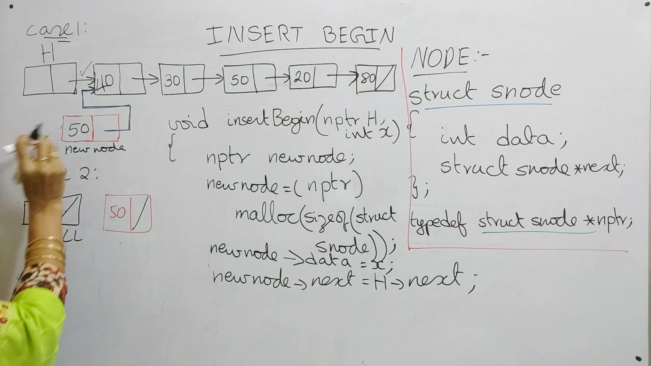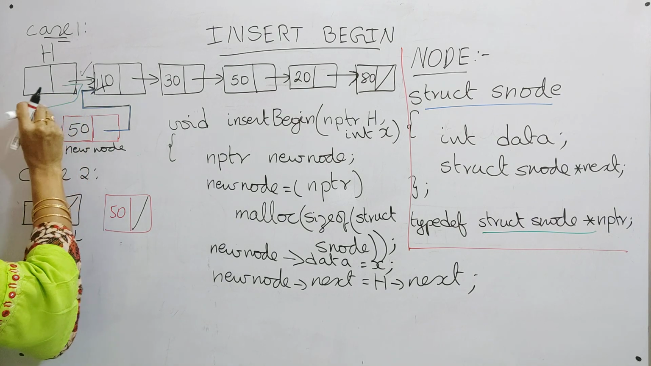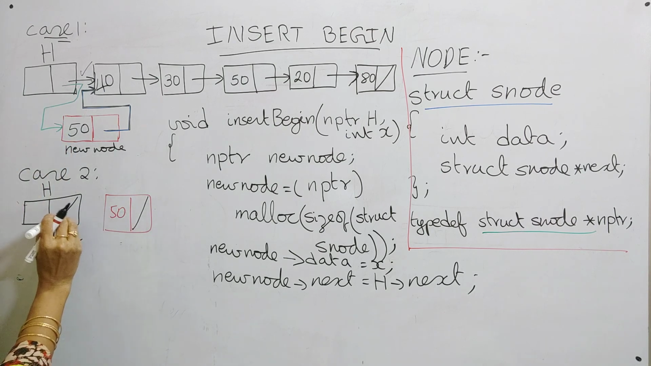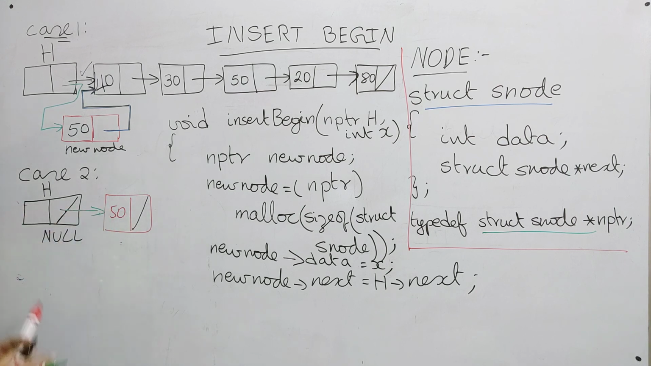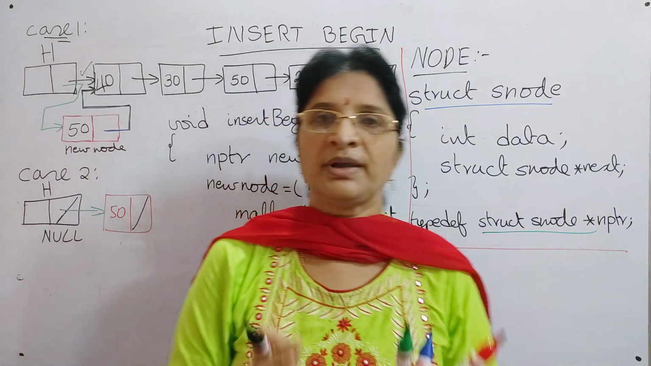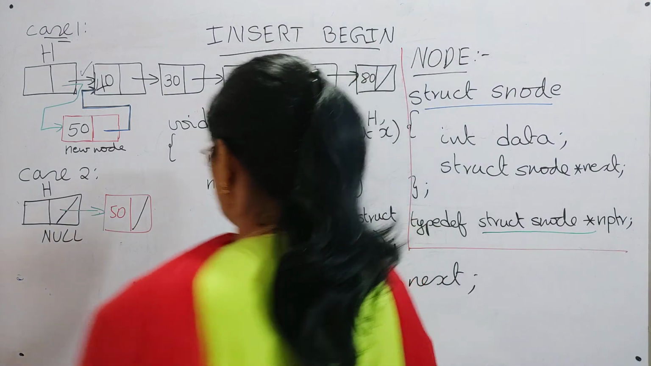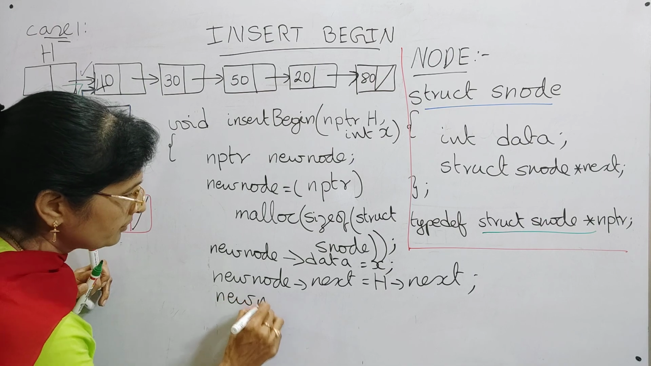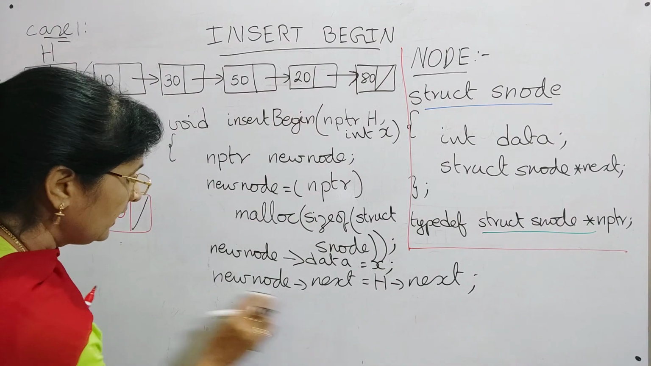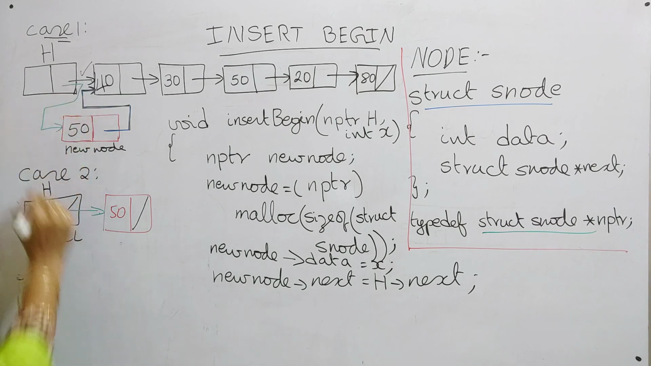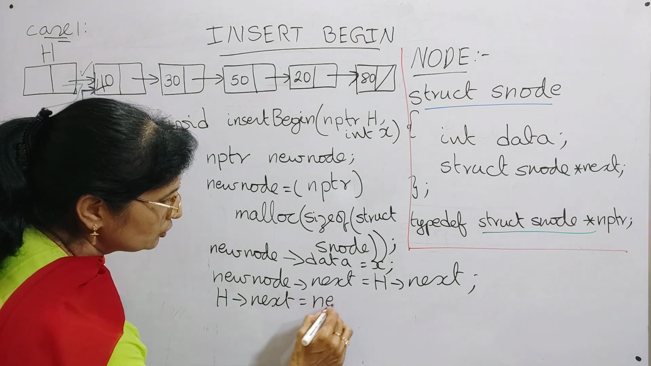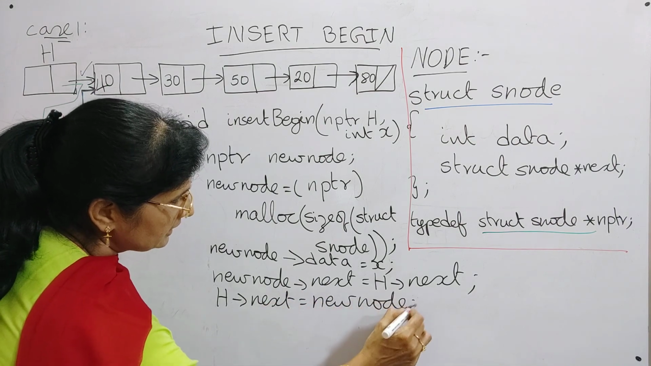You have to give the link from H next, it should point to new node. Already we have put the null in the new node next. So here also you have to link the H next to this one, because the new node must become the first node now. So how can you give this link now? Sorry, it is H. Which link are you modifying? It is H next. H next, we are giving it as new node.